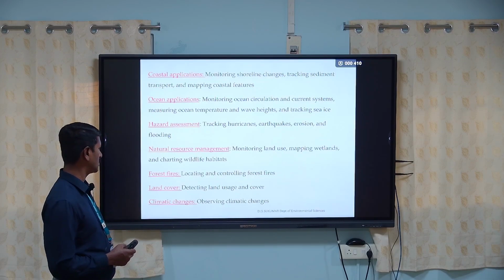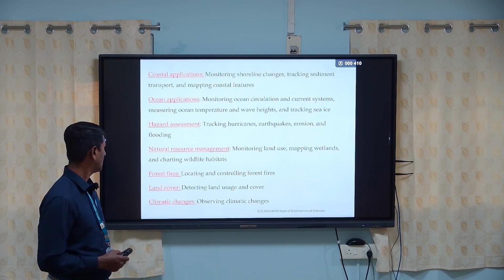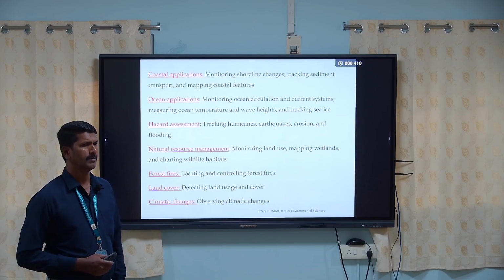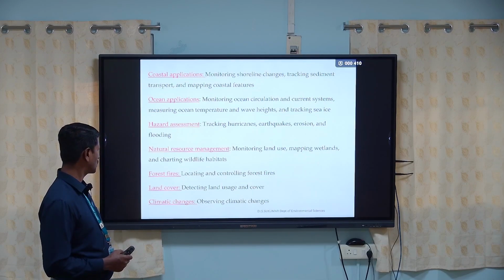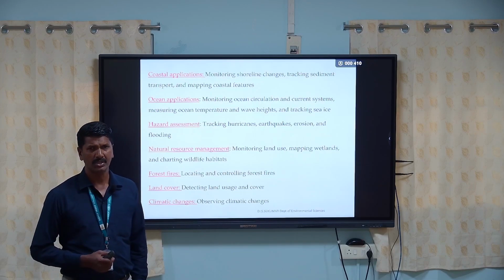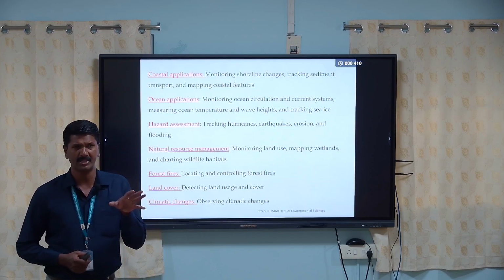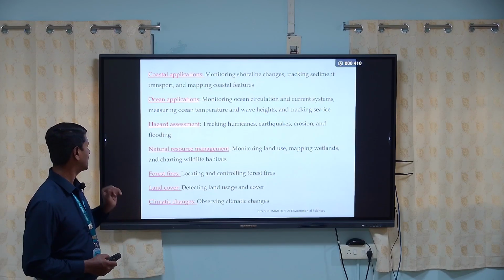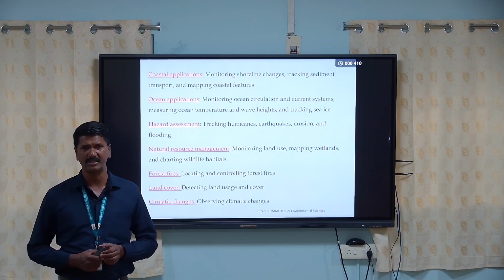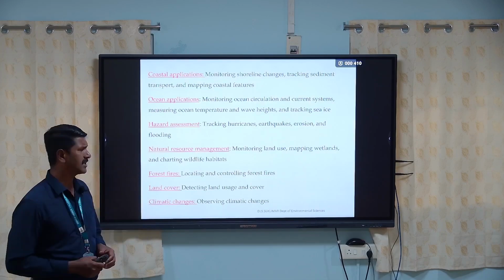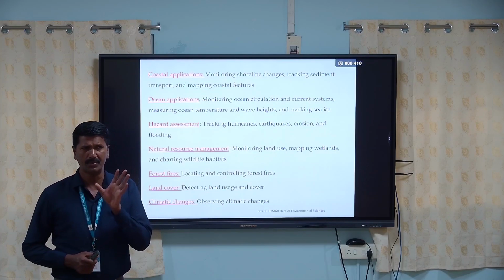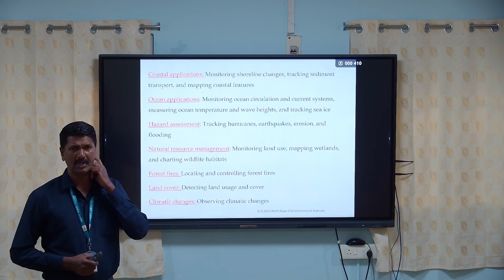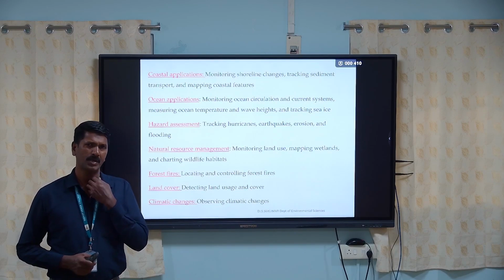Natural resource management includes monitoring land use mapping, wetlands and charting wildlife habitats. Forest fire mapping is also possible using two seasonal images of the same area. Detecting land use land cover changes is possible using two different years of satellite imagery for the same study area.